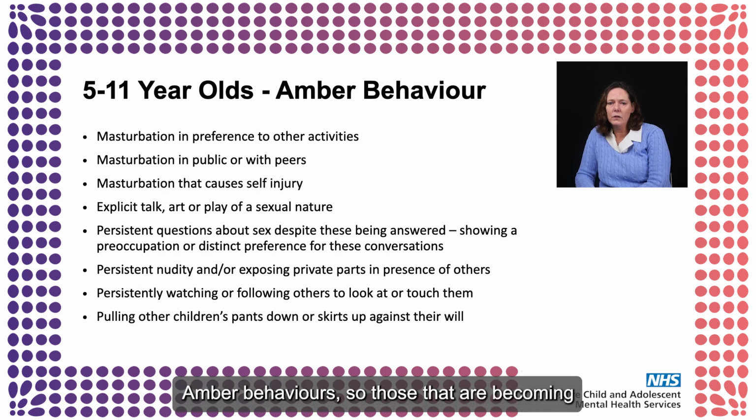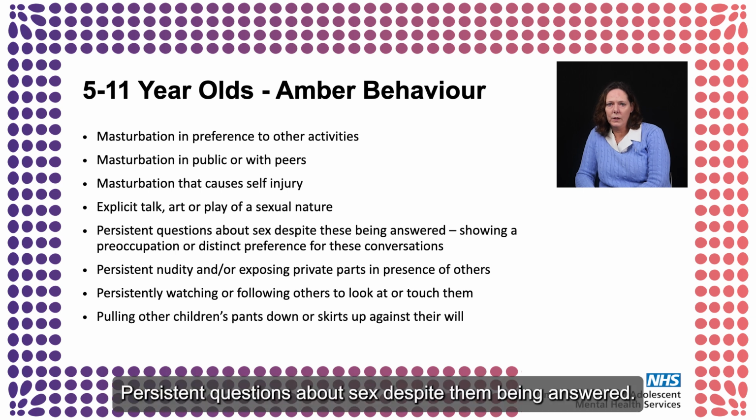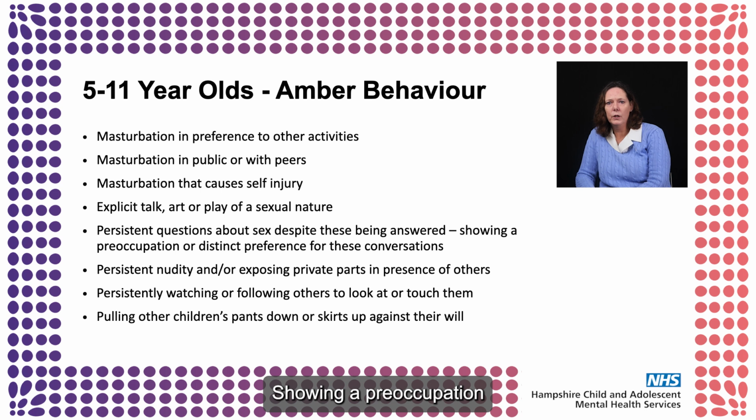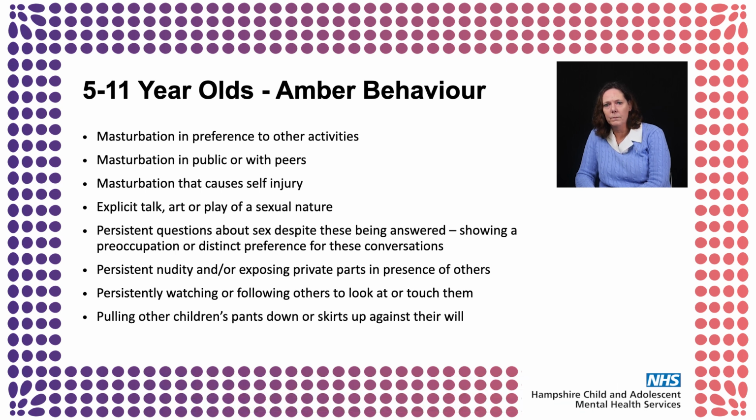Amber behaviours, so those that are becoming problematic in this age range. Masturbation in preference to other activities. Masturbation in public or with peers. And masturbation that causes self-injury. Explicit talk, art or play of a sexual nature. Persistent questions about sex despite them being answered, showing a preoccupation or distinct preference for these types of conversations.